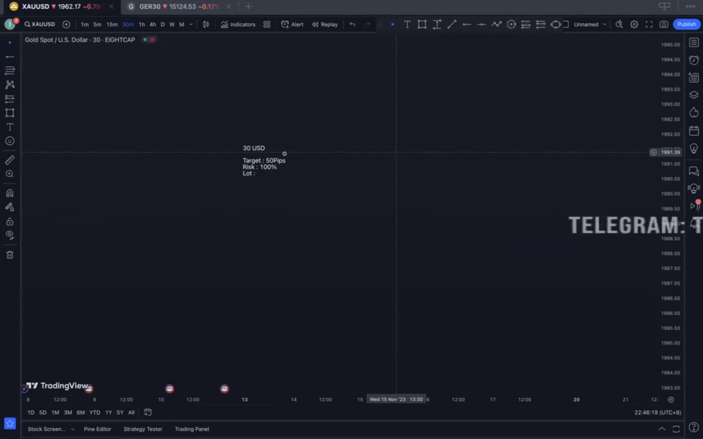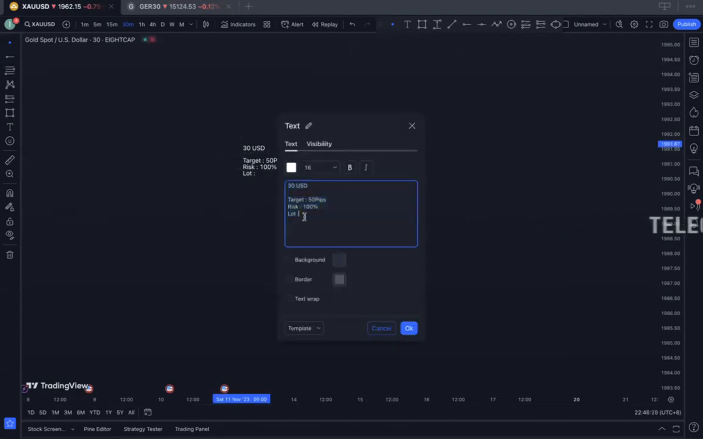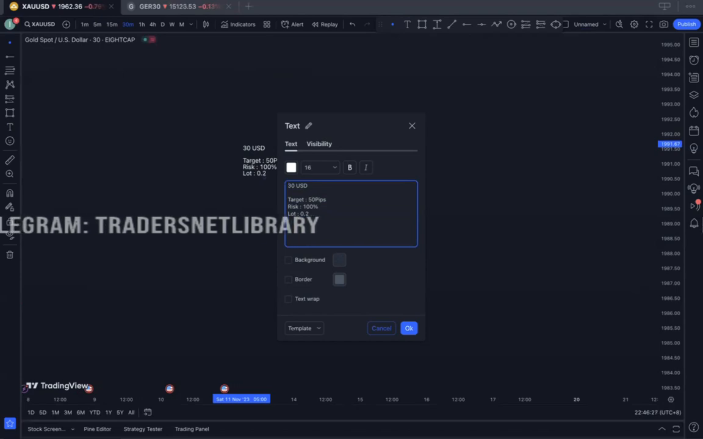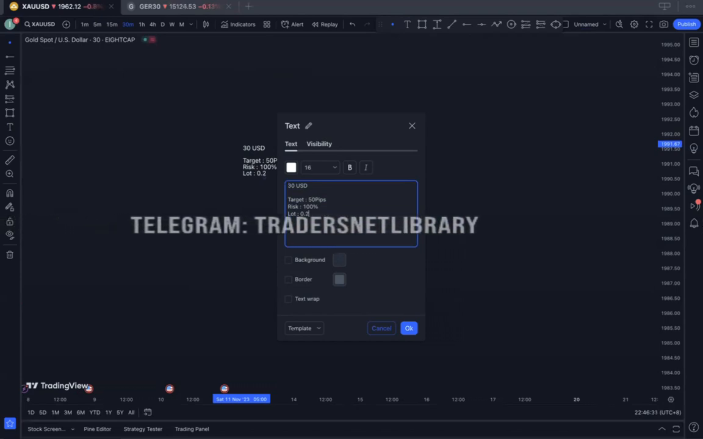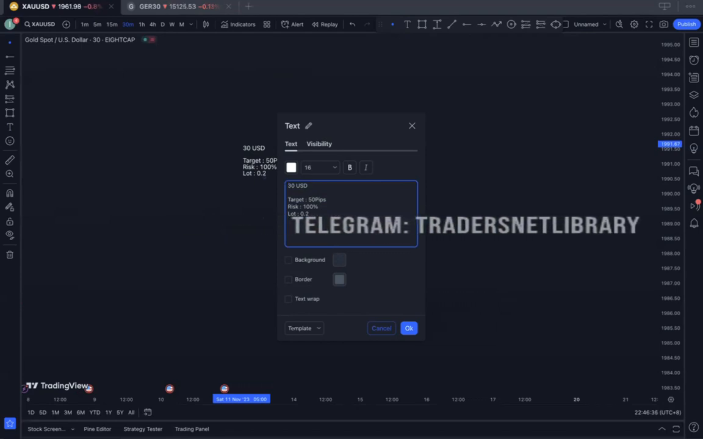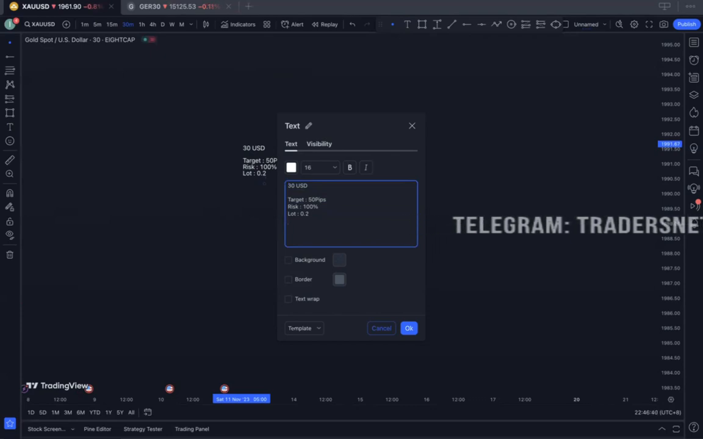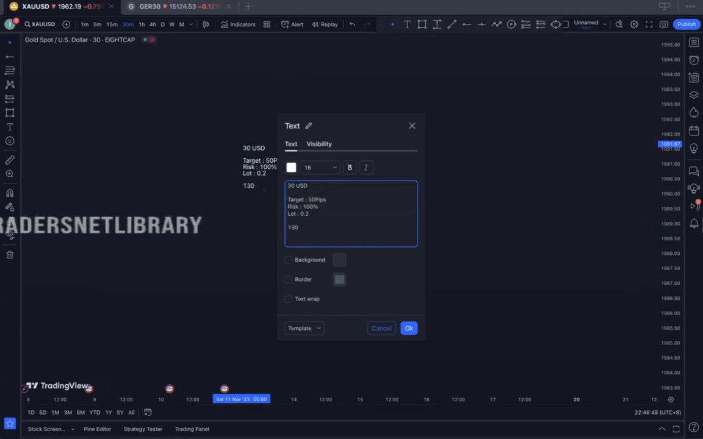Well, it's not much. 100% of the account, 30. Okay, so maybe I'm doing a mistake with the lot size. 0.2, right? Yeah, 0.2. Like I said just now, your target is going to be 50 pips. If you put 0.2 and you catch about 50 pips, you're going to get like $100, right? So your balance is going to be like 130 USD.